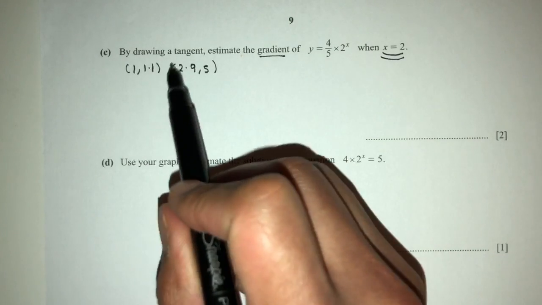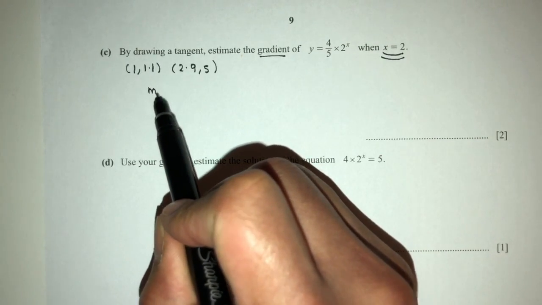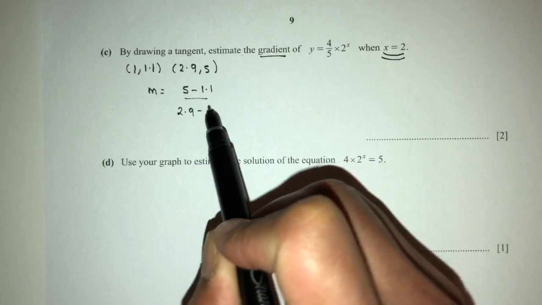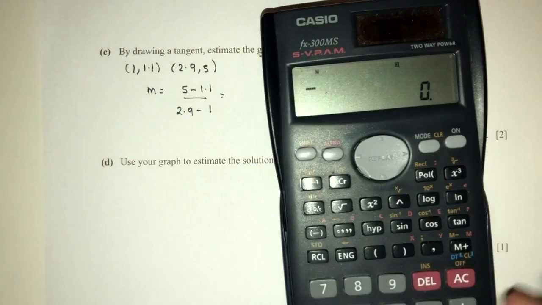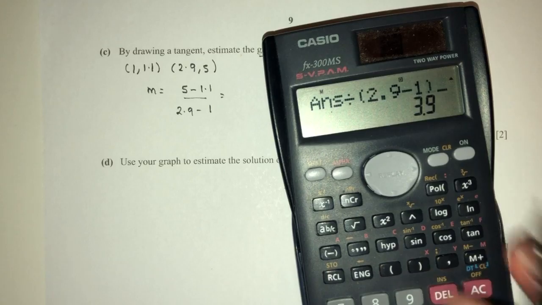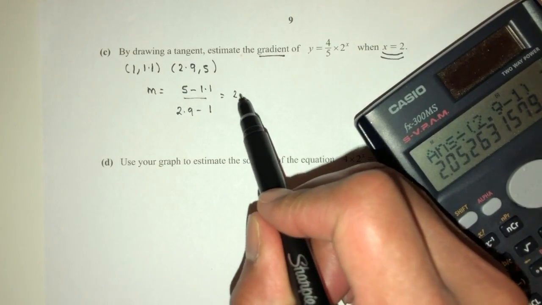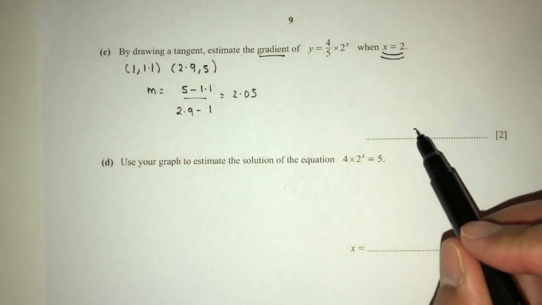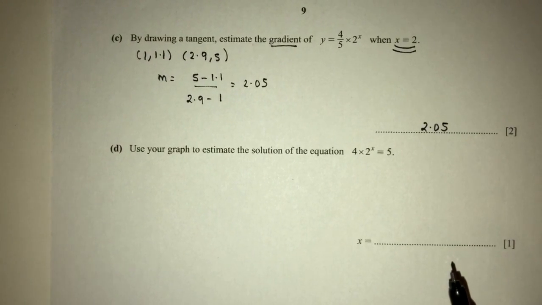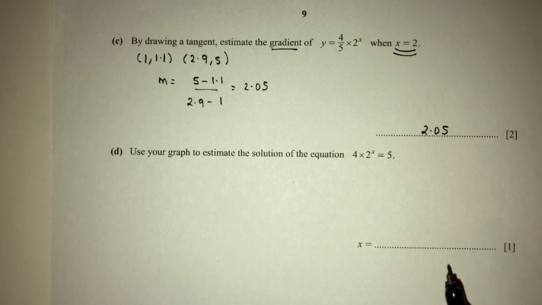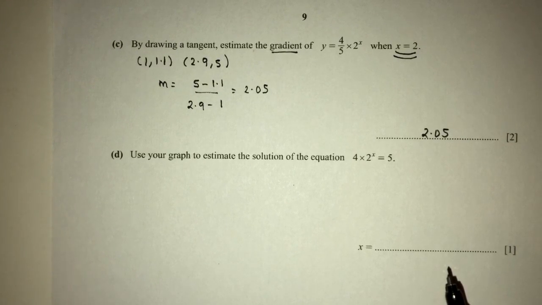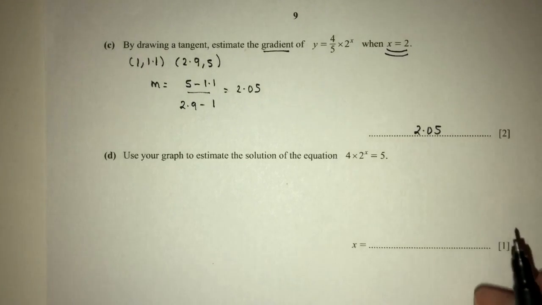Now, we have to find the gradient. So gradient will be the formula y2 minus y1 over x2 minus x1. So 2.95 minus 1.1 divided by 2.9 minus 1. That will be 2.05 correct to 3SF for my gradient. So the point here is that we have to basically show your work and show that you understand how to find the answer. Now again, my answer may be different from yours, but it's not a problem. You have to show your work on how to find the answer.